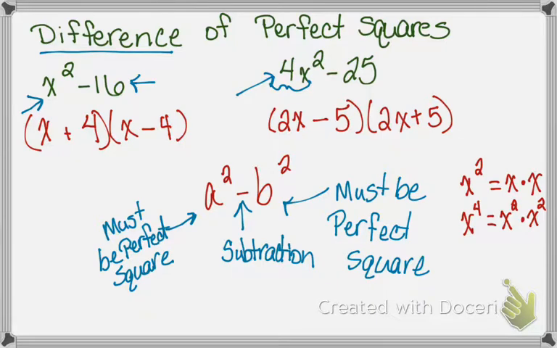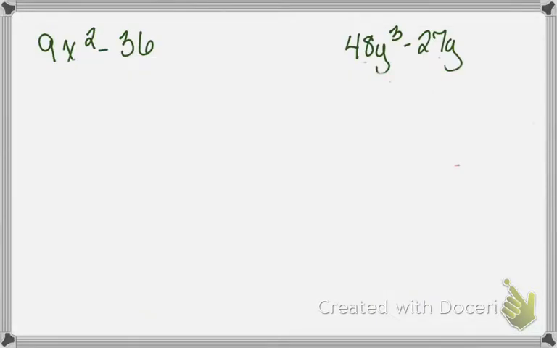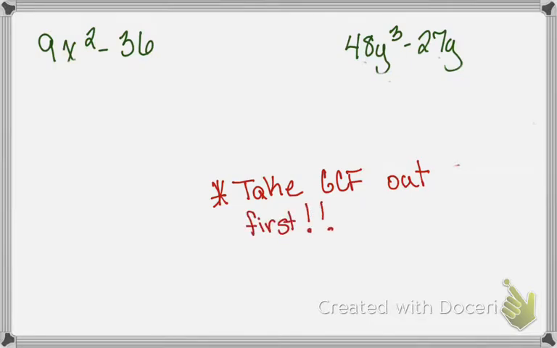I'm going to give you 2 minutes to do these. I want you to take the GCF out first. Both of these have a GCF. Take GCF out first. Is that a 36 or a 3B? It's 36. 9x squared minus 36. 48y to the 3rd minus 27y. So we're factoring it, or? You're factoring it. But you can do a GCF and you can do difference of perfect squares.